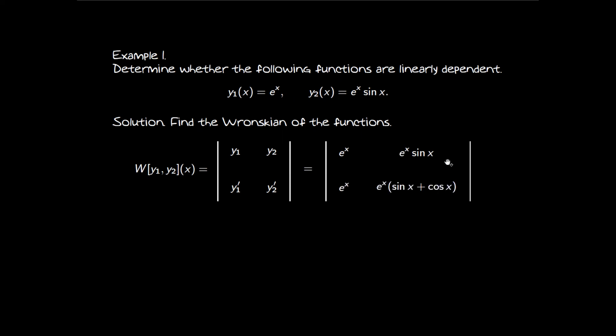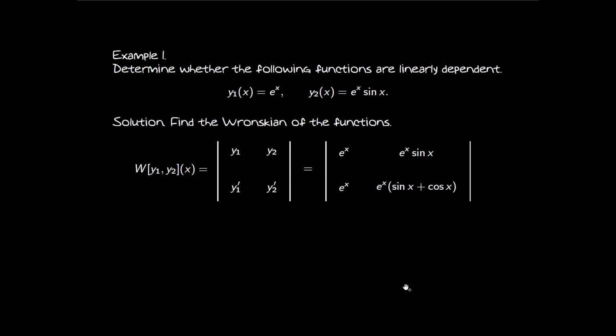But for the second function, we have to use the product rule. Okay, so for e to the x, its derivative is just e to the x, and then times the second factor, which is sine x. And then you have to do e to the x times the derivative of sine, which is cosine x. And then you factor the e to the x out. So that will be the derivative for the second function.